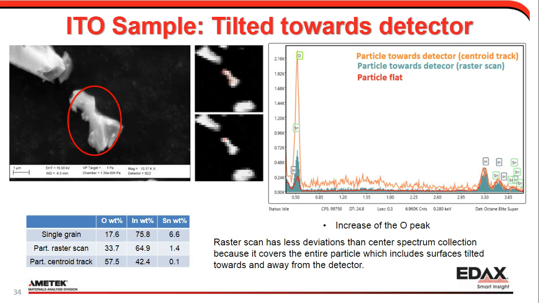And for the particle-centroid track, we see in the bottom picture, the beam was actually placed on the surface that is tilted towards the detector. So that means a higher takeoff angle, less absorption of low energy X-rays. So we see a very high oxygen peak and background. This example shows us why raster scan has less deviations than center spectrum collection.